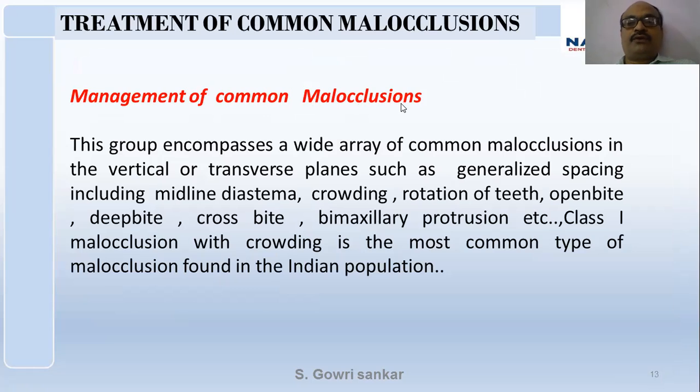So we are going to treat the common malocclusions. These intra-arch malocclusions usually occur in class 1 relationships. They commonly occur in class 2 or class 3 conditions also. These are usually intra-arch malocclusions except bimaxillary protrusion, which is an inter-arch relationship. What are the malocclusions? They are generalized spacing, midline diastema, crowding, rotation of the teeth, open bite, deep bite, cross bite, and bimaxillary protrusion, etc. Class 1 with crowding is the most common type of malocclusion found in India. We're going to discuss these now.